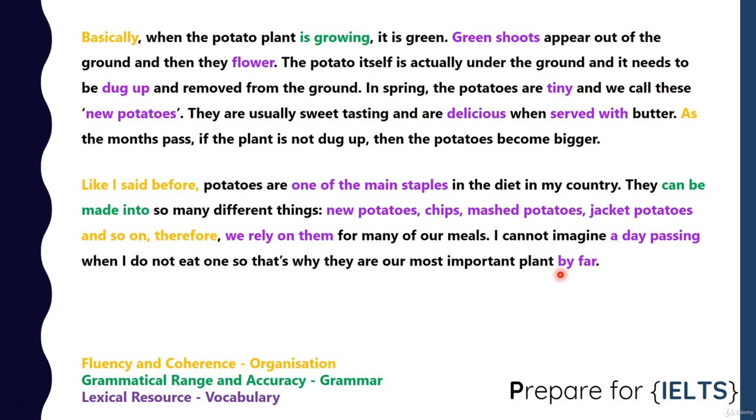So a very tricky topic, not one I was looking forward to writing and recording. I think I've managed to get quite a lot of vocabulary in there despite the difficulty of the topic. So really focus on a plant that's grown and that you eat, because you've got so much more to talk about. Think about your staple food that you have in your country.